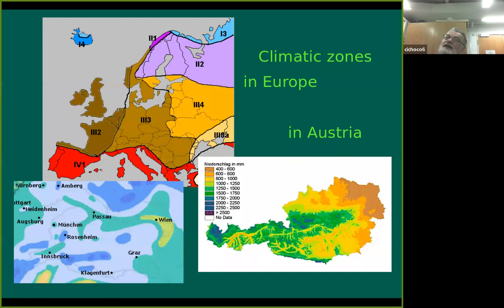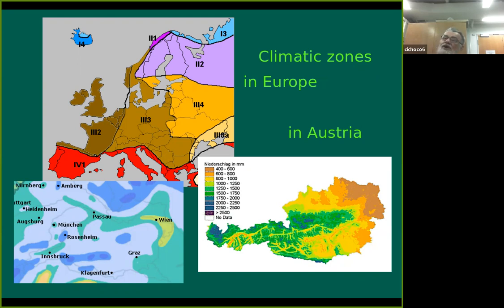To have a look at the climatic zones, there are, of course, several methods. The upper picture is a very coarse thing. In the south, in red, we have the Mediterranean climate. Brown is the Central European climate, where the left part is more Atlantic. Then the orange is the continental climate, and to the north, we have the subalpine and the alpine or polar climate.